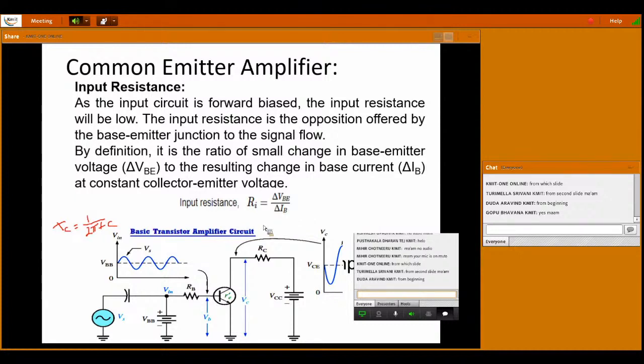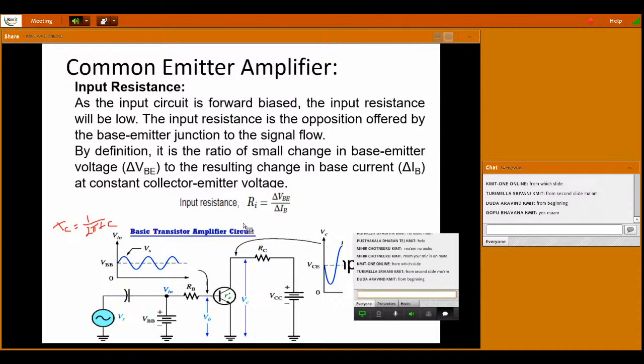So how to calculate the input resistance of your common emitter amplifier? As I already mentioned in the last class, by definition, input resistance is a ratio. Here we have to take the ratio of the change in input voltage with respect to the change in input current. So in your common emitter amplifier, the change in VB with respect to the change in base current IB gives the input resistance.